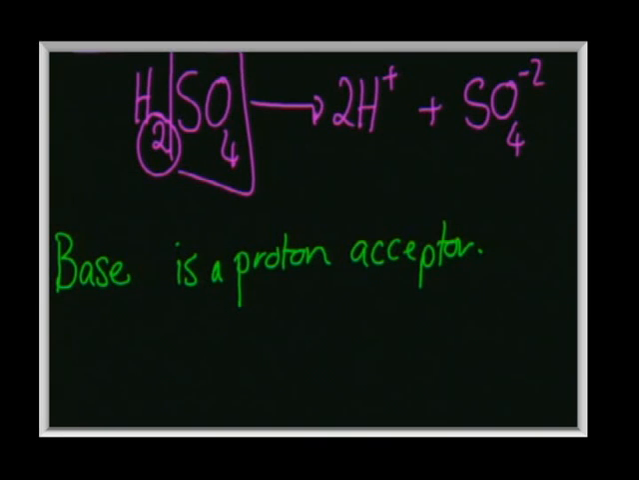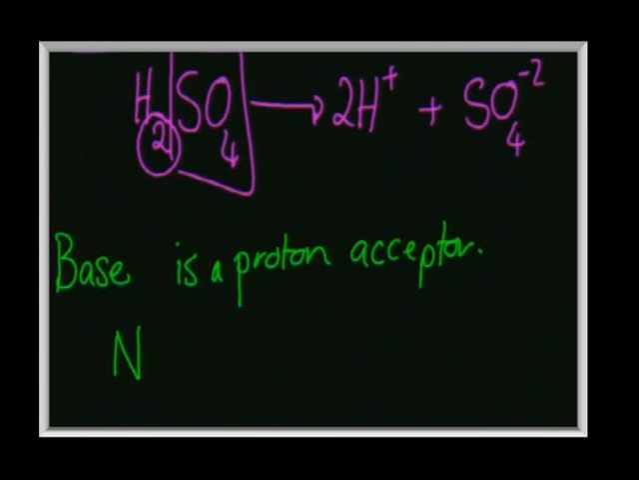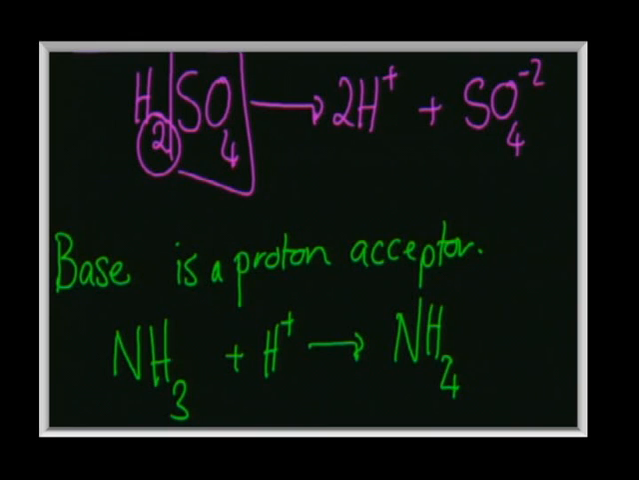So they are the ones that would accept the protons that are given off by the acids. So let's look at ammonia, which is NH3. If it were to accept a proton over here, it would turn into ammonium, which is also a rather strong base that we work with.